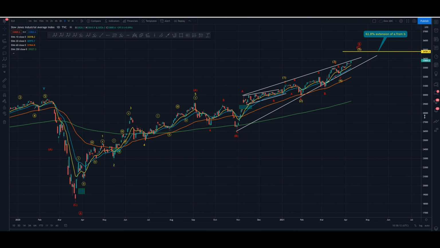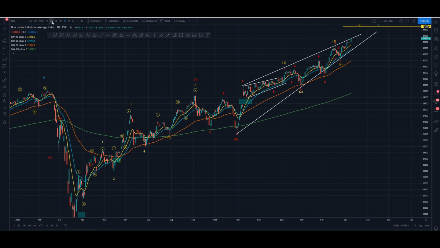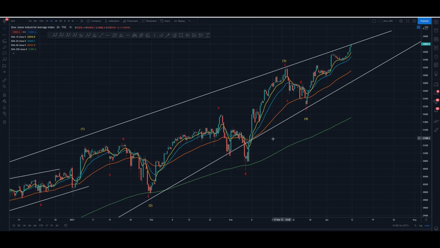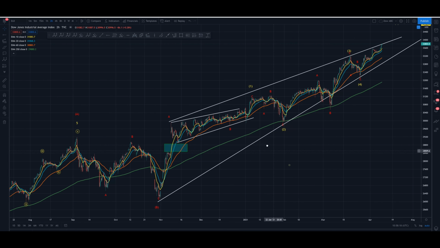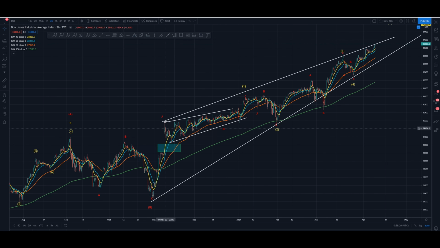There's too much overlapping going on all over the place. Let's just come into the 2 hour here and have a look at this structure. So the initial A move looks like a 5 wave move. We then get one of the choppiest, most overlapping piles I have ever seen, for an extended period to make a B wave.